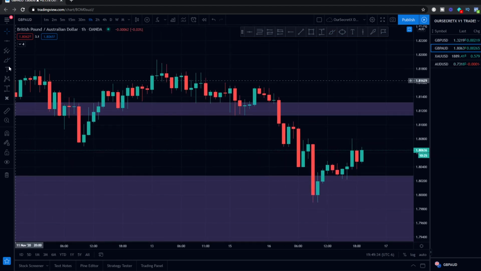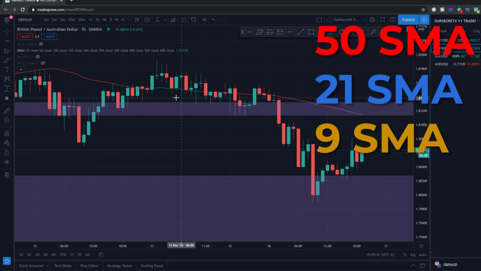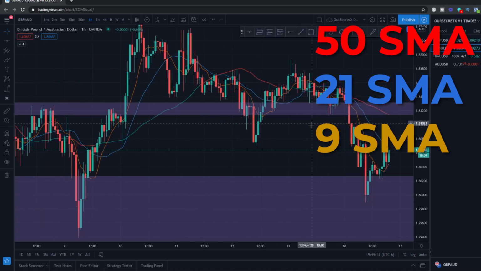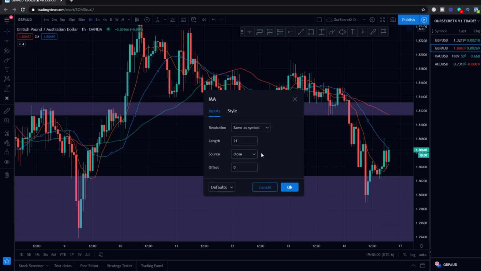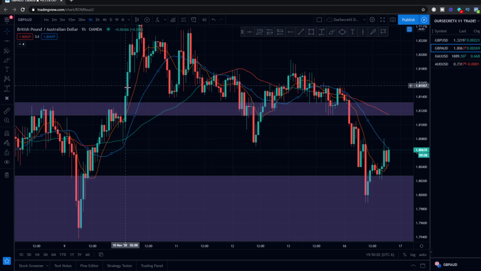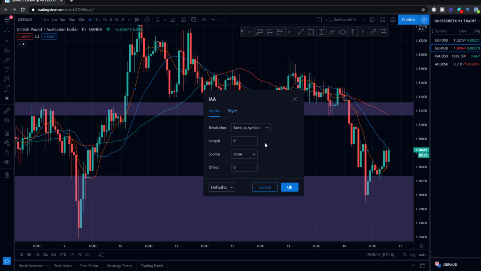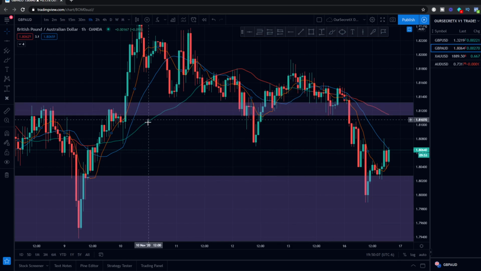All right, so now let's go ahead and add everything that I'm going to be using. The very first thing we're going to use is the 50 moving average, and then the 9 moving average. They're all simple moving averages, so you will want to have all 3 of these here. You have the 50, the blue is actually going to be the 21, sorry, and the orange yellowish color is going to be your 9. Once you have all 3 of these moving averages added, it's very simple what's next.